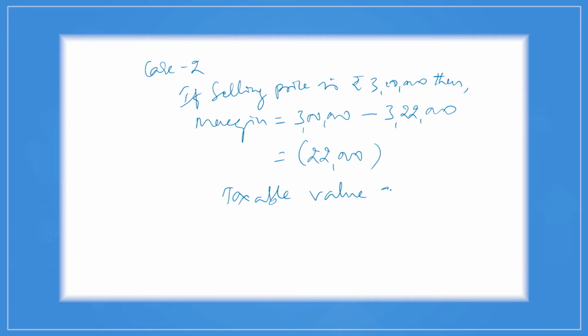Taxable value of supply is 0. Here margin is negative, then it has to be ignored for the tax purpose. So, taxable value of supply is rupees 0.